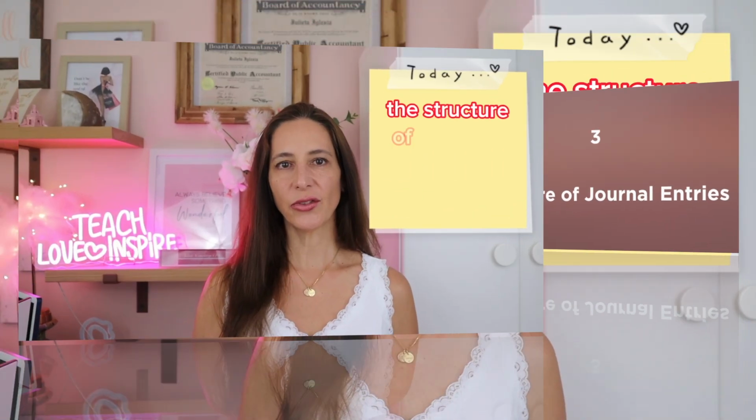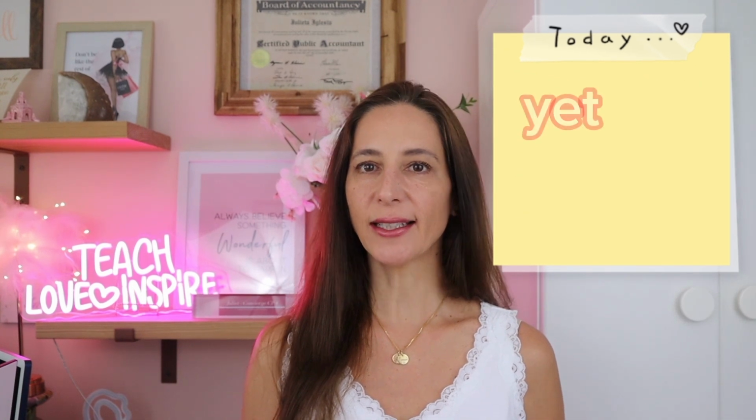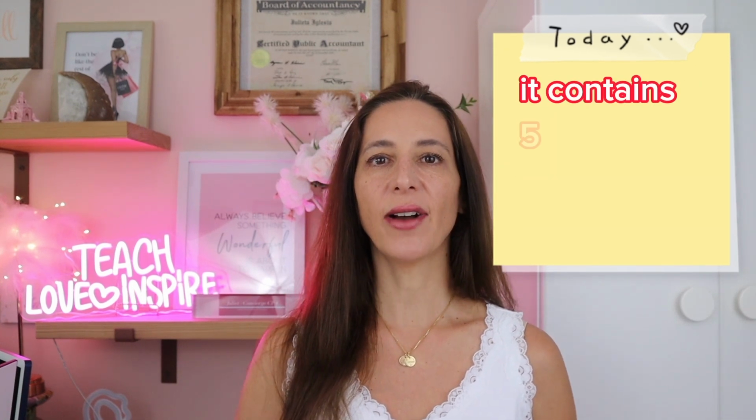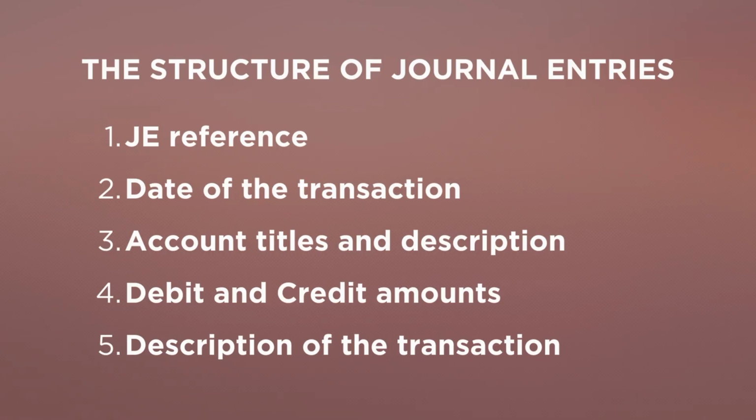Moving on to the structure of a journal entry. The structure of the accounting journal entry is simple, yet powerful. It contains 5 important components: a unique reference number for the journal entry to create an audit trail and for future reference. Next, the date of the transaction. This is crucial for maintaining chronological order of business events and aids in accurate record keeping. Next, we have the accounts and description. This section details the account involved in the transaction. It could be cash, accounts receivable, revenue, or any other account that might be affected.